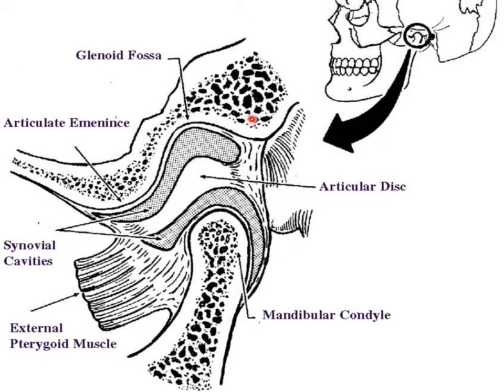We can see in this sketch the glenoid fossa, the articular disc or meniscus, and this is the articular eminence. This is the head of the mandible, which is the condylar head, and this is the synovial cavity, which has two compartments: the upper compartment between the articular disc and the glenoid fossa, and the lower compartment between the articular disc and the condylar head of the mandible.